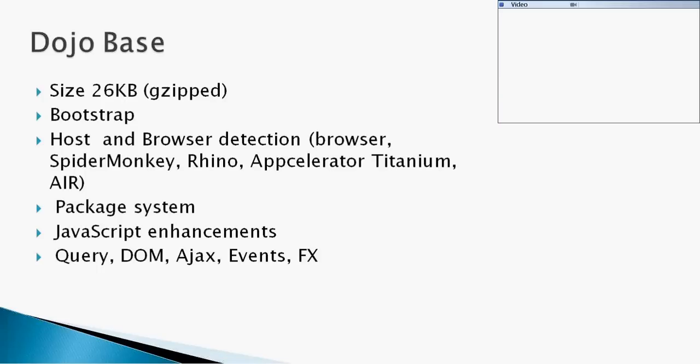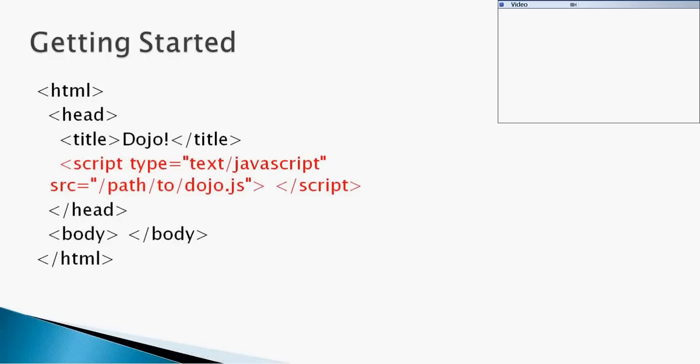AJAX, again, there is very good support in Dojo. Similarly, events, handling events, and FX is for animations and all. That is all there inside the base itself. So even if you are using that 26 KB file, you are getting this much.